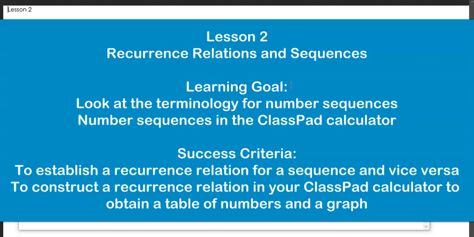The learning goal for this lesson is to look at the terminology for number sequences and also see number sequences in the ClassPad calculator. The success criteria for this one is to establish a recurrence relation for a sequence and vice versa, and to also construct a recurrence relation in your ClassPad calculator to obtain a table of numbers and also a graph.